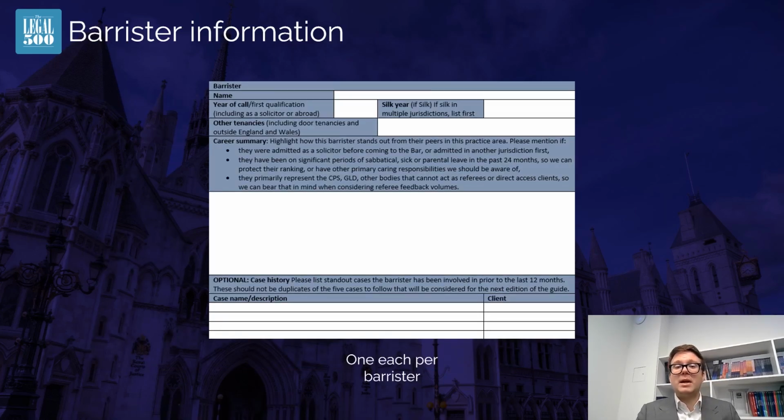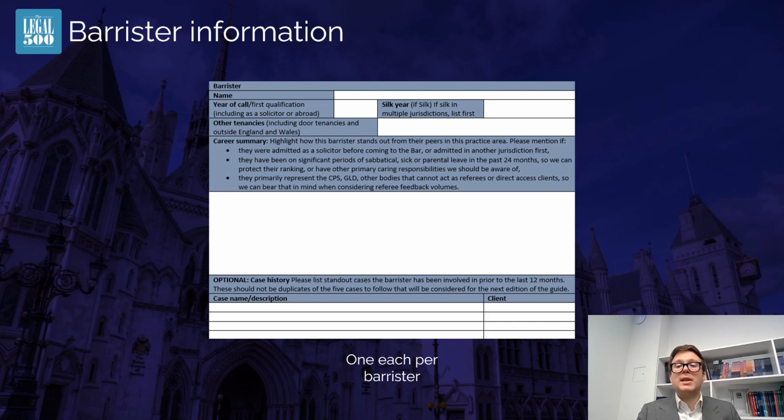After the boxes about chambers as a whole, sections for individual barristers follow. We ask each barrister to provide information about themselves using one of the biographical information boxes and then 5 work highlights. Most of the fields are self-explanatory, but in the largest box you can set out relevant experience, including practice elsewhere or as a solicitor.